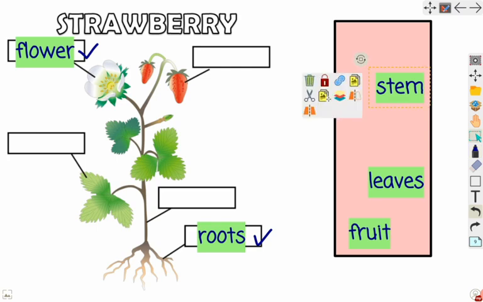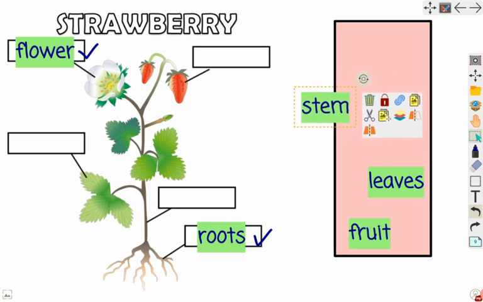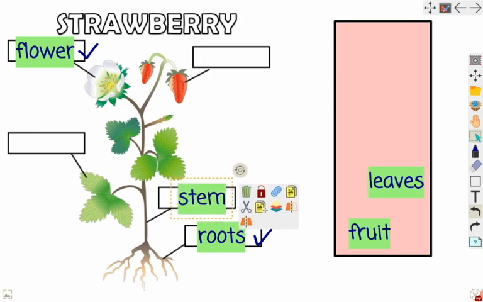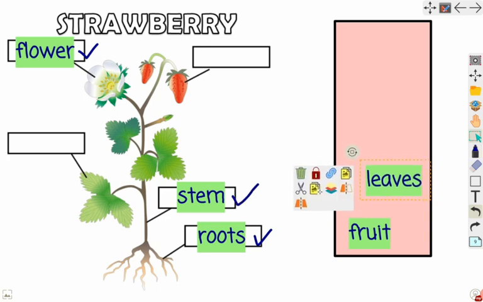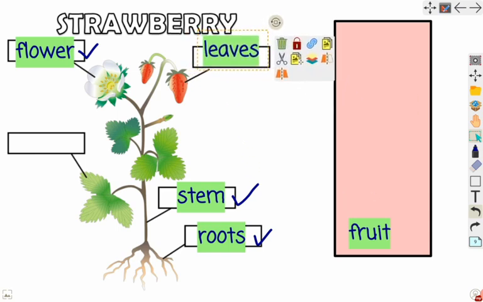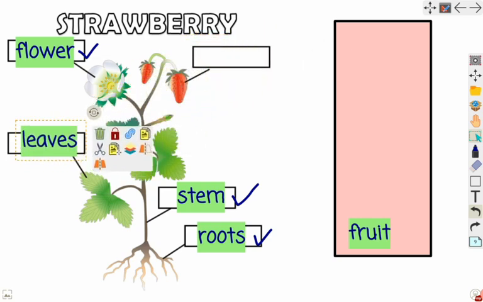And let's look for the stem. Where do we place the stem? Here? Oh yes, this is the stem. Very good. Now, can you help me? What about the leaves? Are they the leaves? No. And this? Yes, these green things are the leaves. So we tick it. Tick.